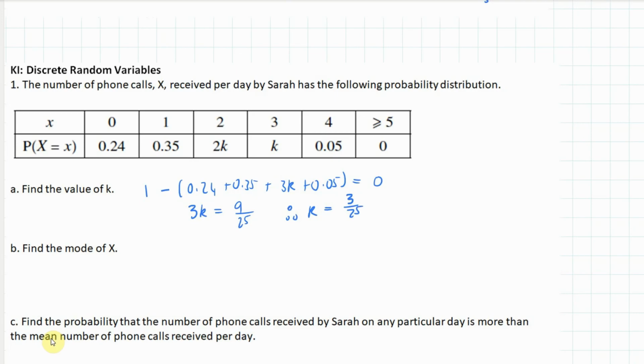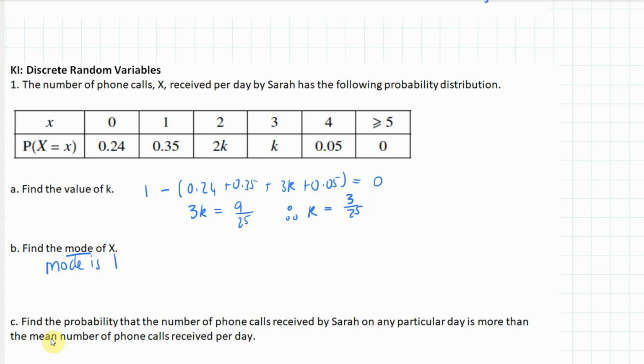Okay, now find the mode. The mode of x is therefore going to be what is that? 1, I think. 1, because 6 over 25 is the same as 0.24, so 0.35 is bigger, so mode is 1.